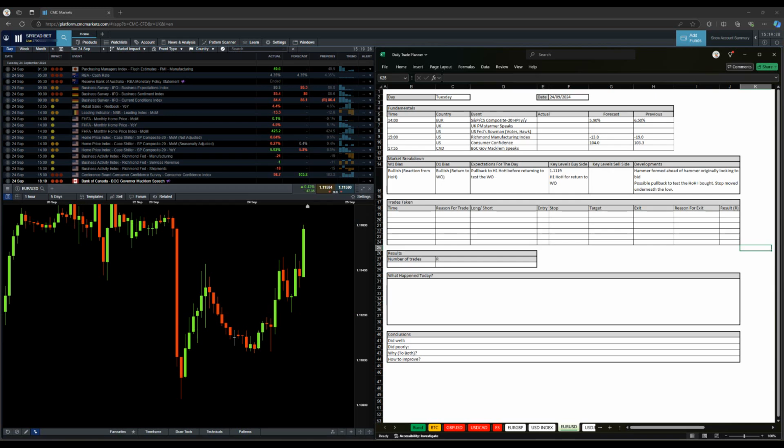And that was it, target hit, and a winner of 1.58R.